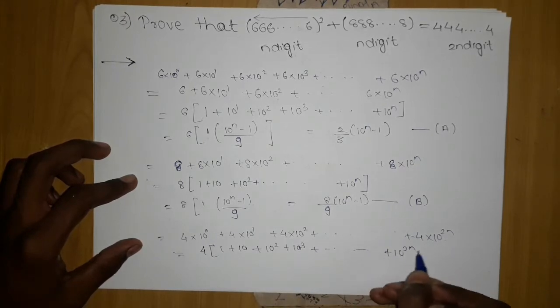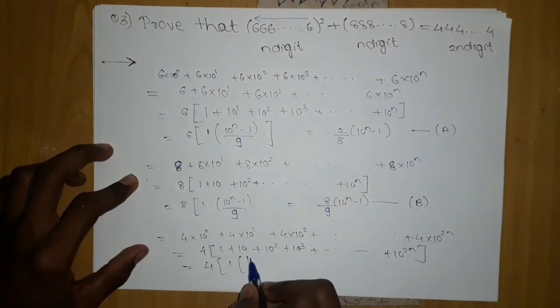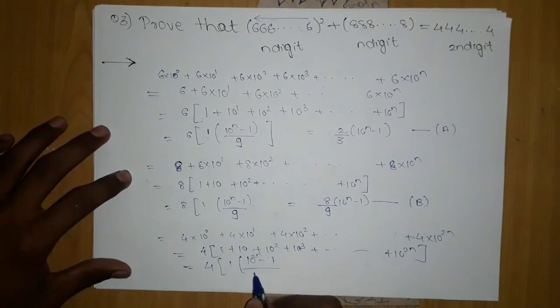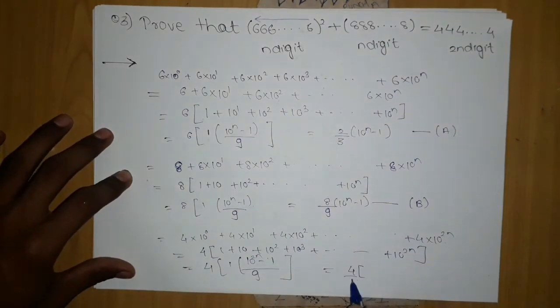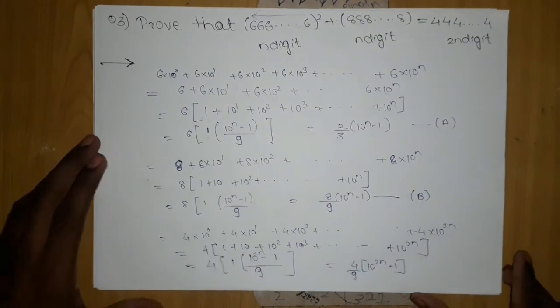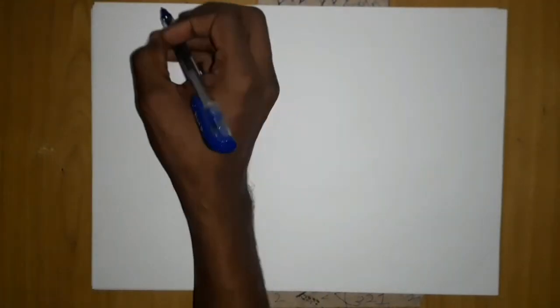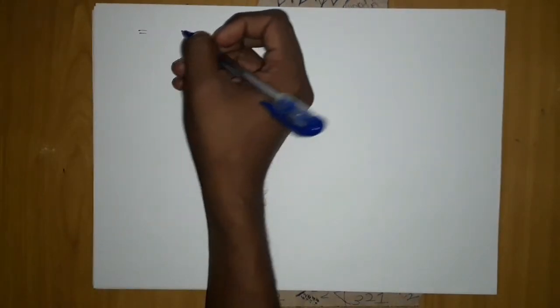Till 10 power 2n. Further on, if I take the sum, this is 1 into 10 power 2n minus 1 upon 9. So the final answer is 4 by 9 into 10 to the power 2n minus 1. Now let me take the next page and move on. Let's do it further, and prove this.